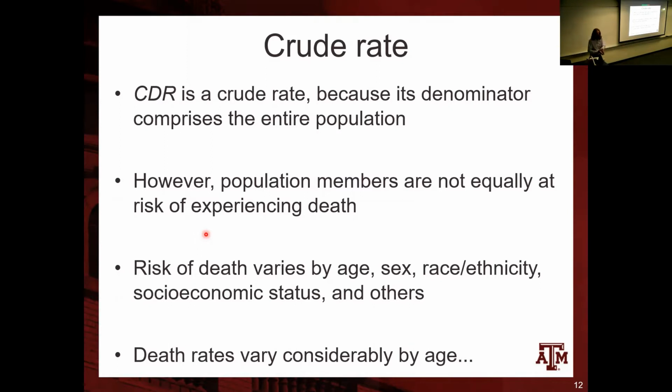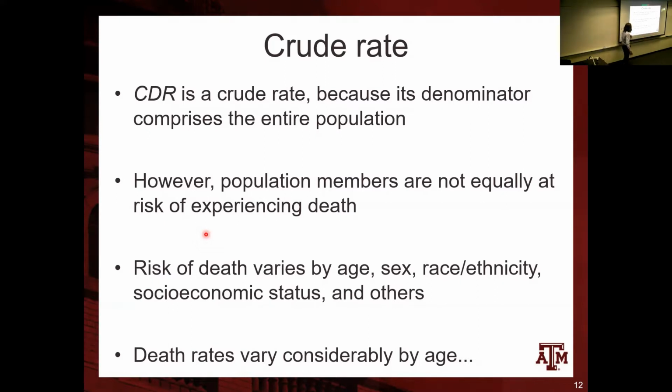Infants, children below 1 year of age, are more likely to die than children between 1 and 4. So we have to take these differences into account. The risk of death varies by age, sex, race, ethnicity, socioeconomic status, and others. Usually, whenever we try to compare mortality levels between different populations, we usually break it down by age and also by sex, because older people are more likely to die, and also because men are more likely to die than women.